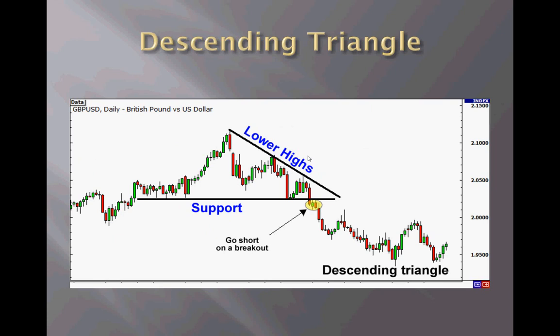Descending triangles are basically the opposite of ascending triangles. Sellers are continuing to put pressure on the buyers, and as a result, we start to see lower highs met by a strong support level. Descending triangles are generally bearish signals. To take advantage of this, our goal is to position ourselves to go short should the price break out below the support level.